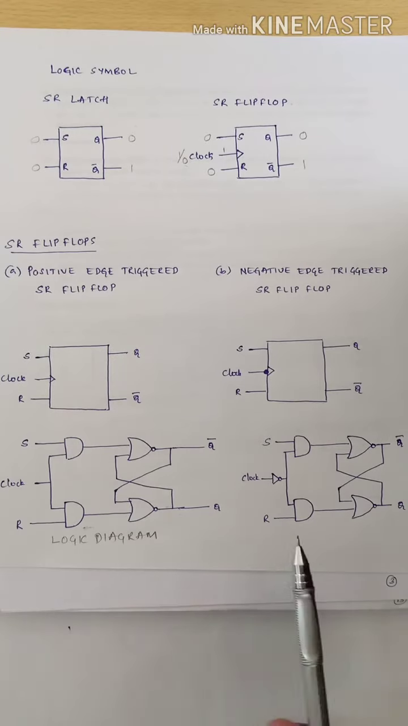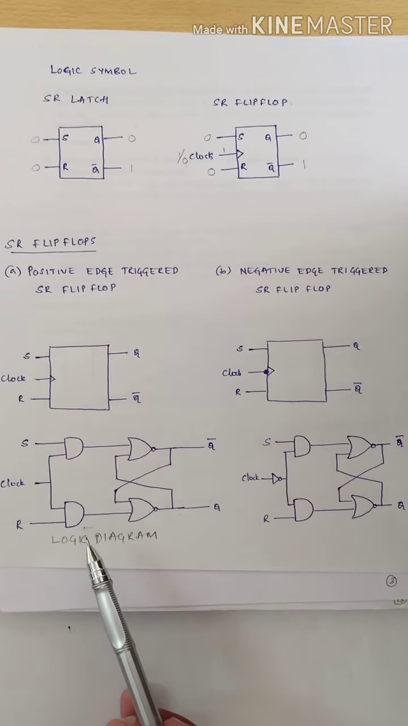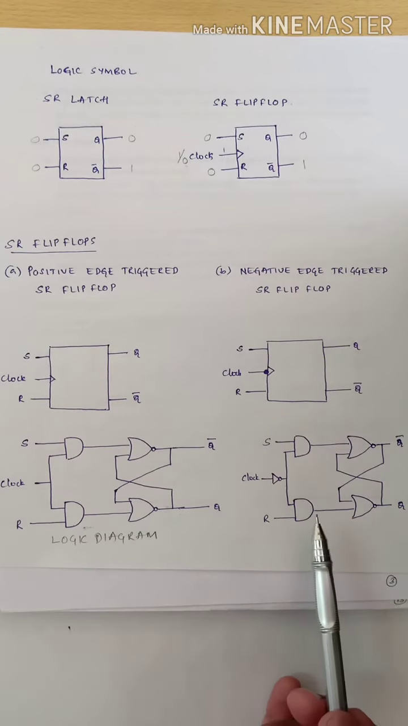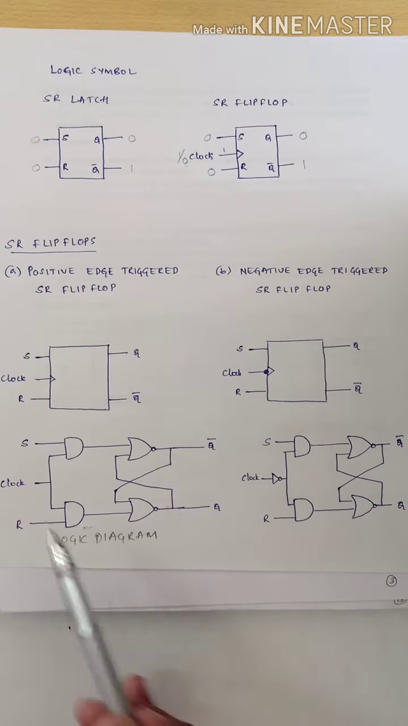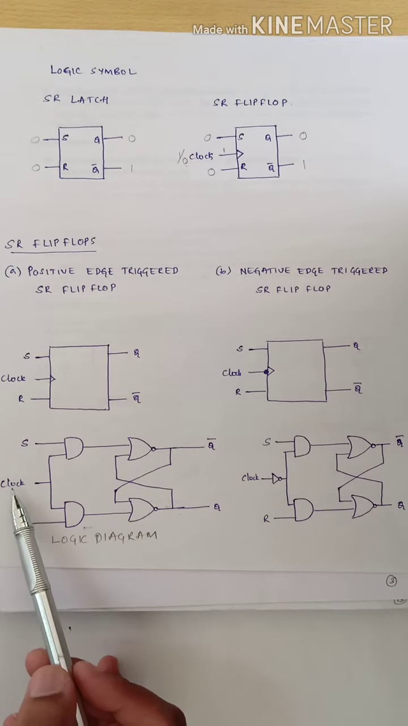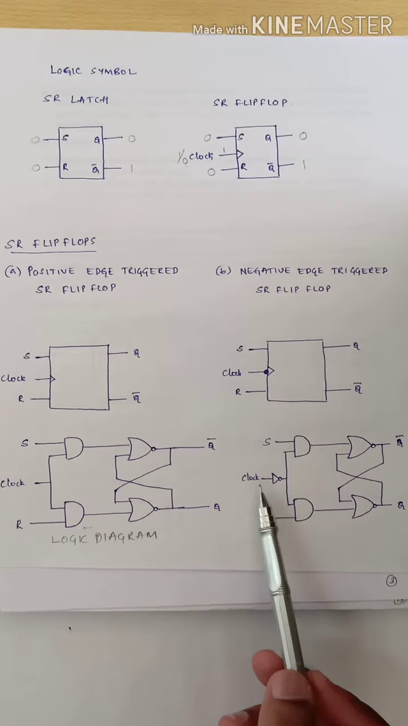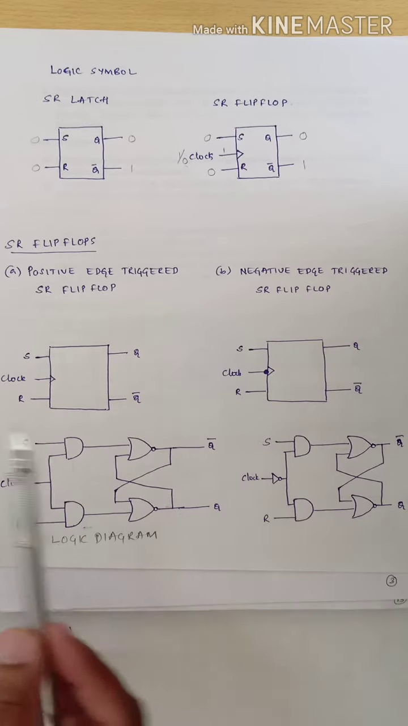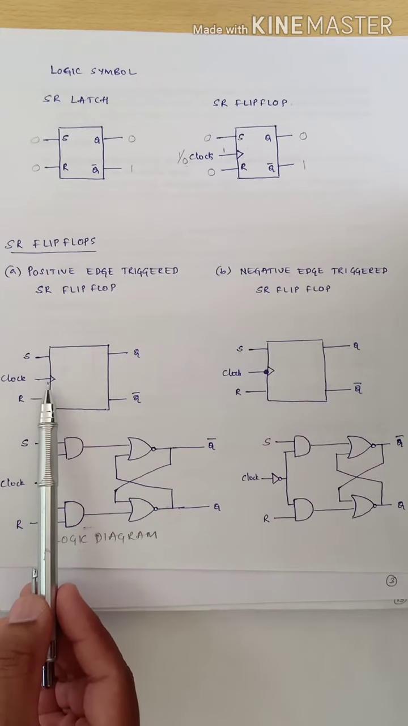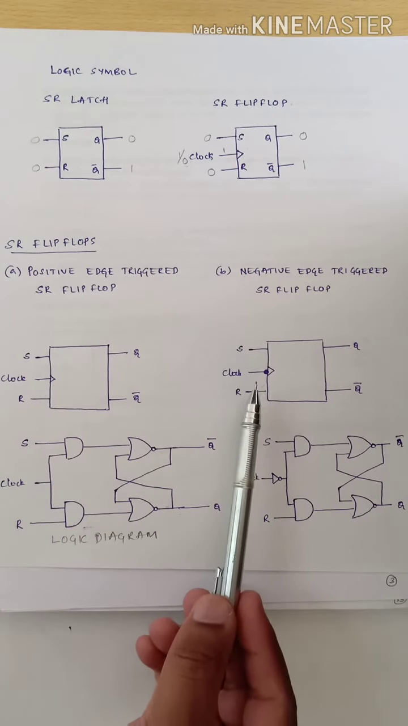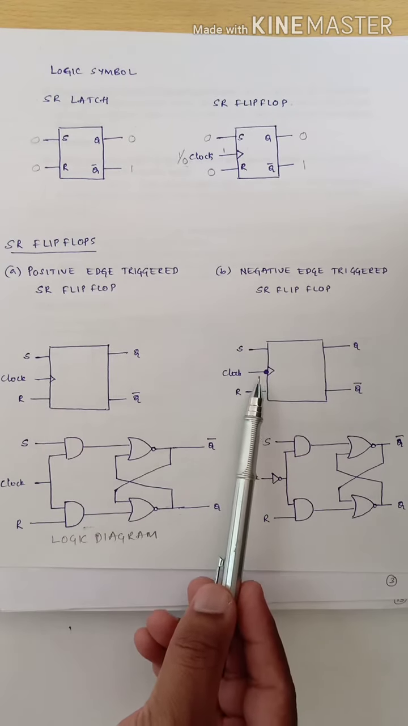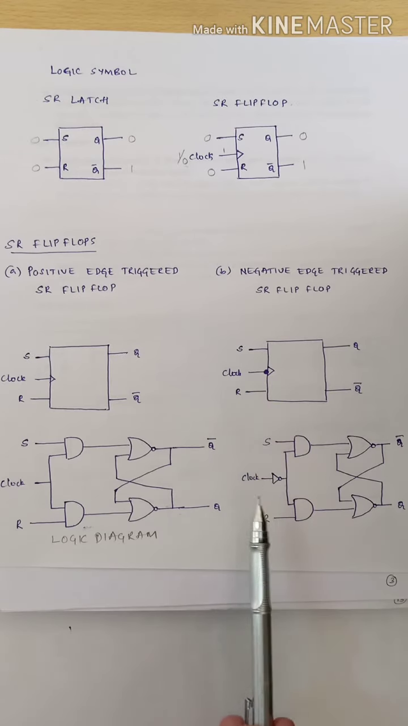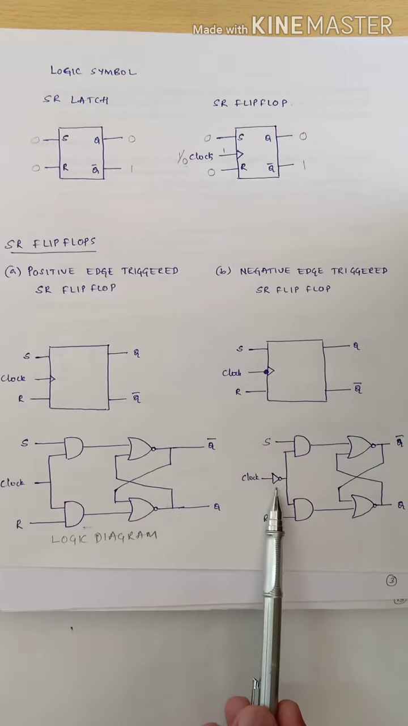Now these two are the logical diagrams for the positive edge triggered SR flip-flop and the negative edge triggered SR flip-flop. Here you can see this is the third input, the clock, and this is the third input given, the clock. To differentiate, here you can see there is no bubble, and there is a bubble present here. For this, the equivalent circuit is shown here, which is represented through the NOT gate.